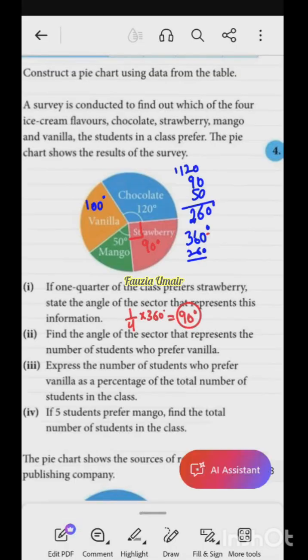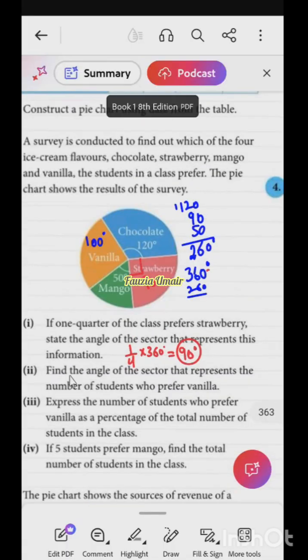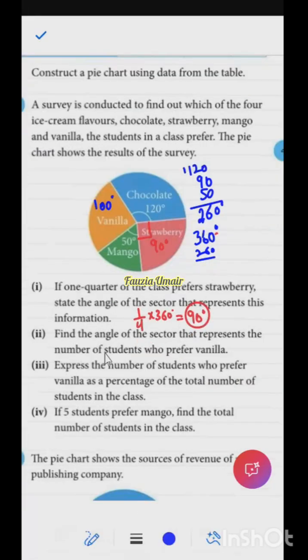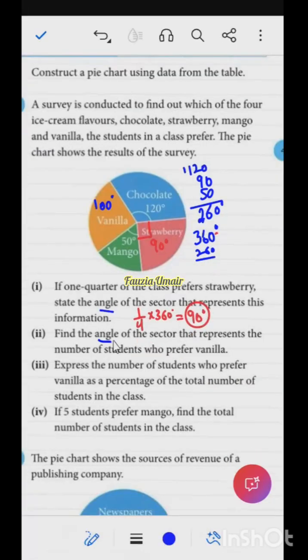So ma'am, now the second part, now the third part. Express the number of students. Now you need to understand it. कि हमने आंसर क्या करना है. जैसे in first question they are ask you कि state the angle. In the second also question they ask you find the angle. Now what they are asking in the third question? Express the number of students who prefer vanilla as a percentage of total number of students. So हमने ये बताना है vanilla total का कितना percentage है. So how we are going to, हमने percentage बताना है, percentage. तो answer must be a percentage.